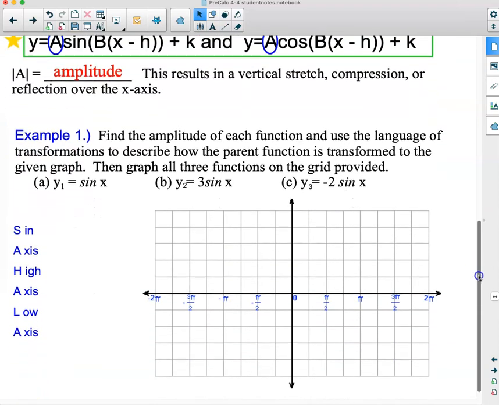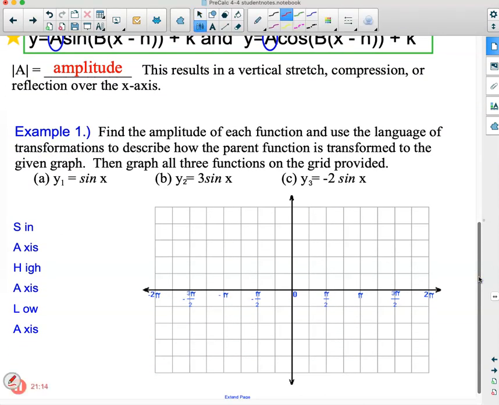So down here, example 1. Find the amplitude of each function and use the language of transformations to describe how the parent function is transformed to the given graph. My advice for this one, if you do happen to have some other colors with you today besides just a pencil, I would grab that. If you don't, you're going to want to think about graphing one of these maybe dashed, another one dotted, stuff like that, so that you can tell the difference between these graphs. It's really going to make it pop out at you. Even if you have a highlighter, you could graph it and then you could highlight over the top.